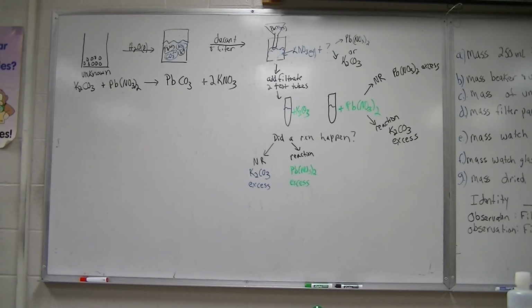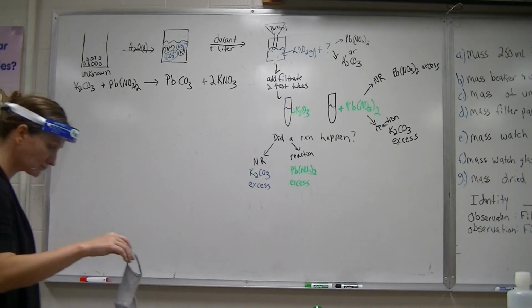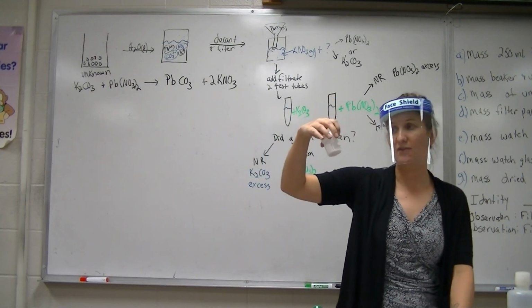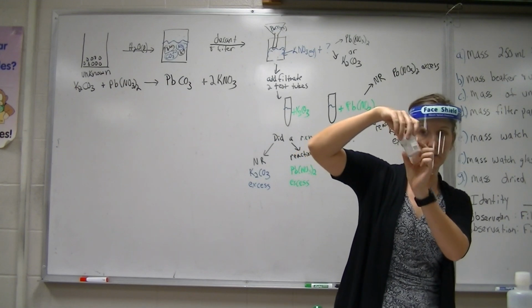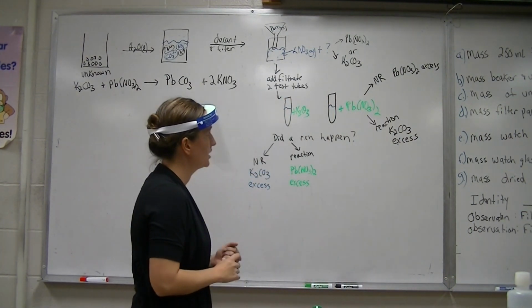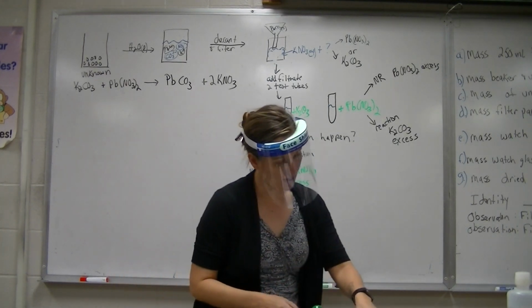So what we're doing today is you're going to get a mixture of two solids. So I have all of the mixtures up here. Whichever one you get, there's a little unknown number located in the upper right. So just write that unknown in the appropriate spot in your lab.